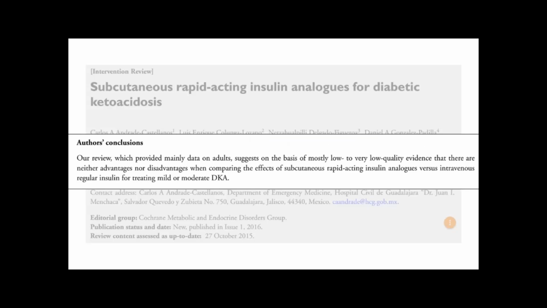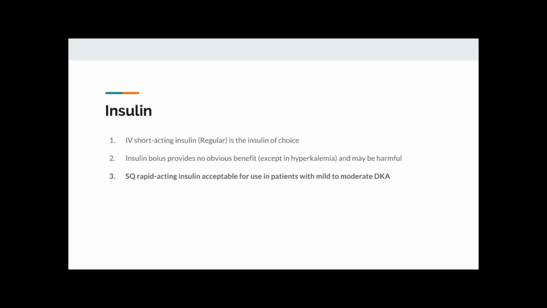They provided mainly data in adults, mostly low to very low quality evidence. So that already tells you what kind of stuff they're looking at. But they said there really doesn't seem to be a difference between using sub-Q or IV insulin in mild to moderate DKA. Okay, so consider it. I rarely use it. I don't have a lot of experience using it. I still use a bolus. But if you have somebody with mild or moderate DKA, you could probably use sub-Q insulin.